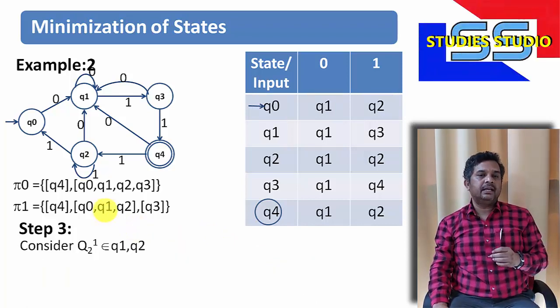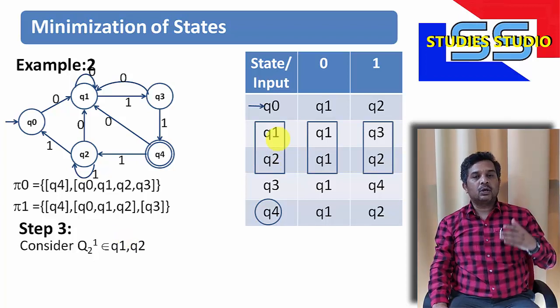One more pair we'll see, Q1 and Q2. Let us concentrate on these two rows. Q1 on 0 is Q1, Q2 on 0 is Q1.